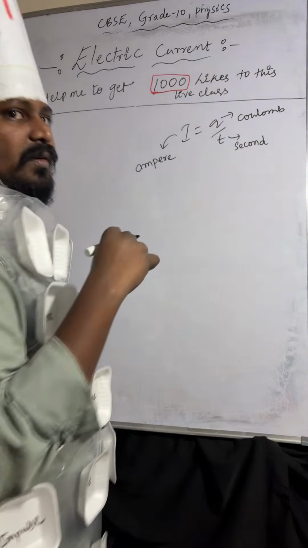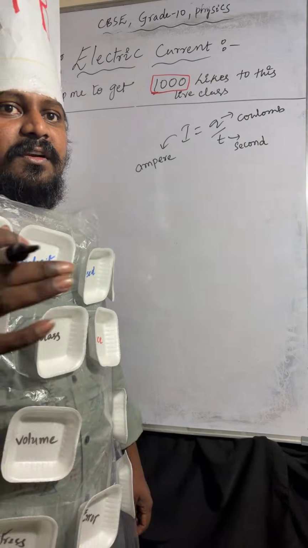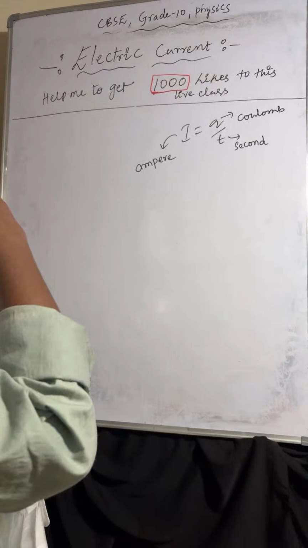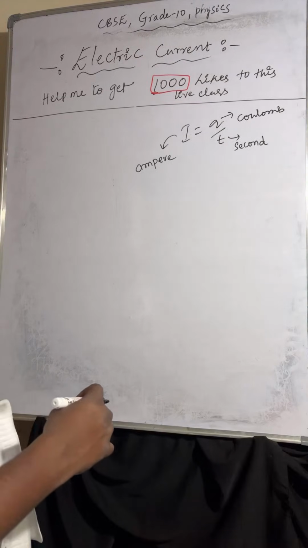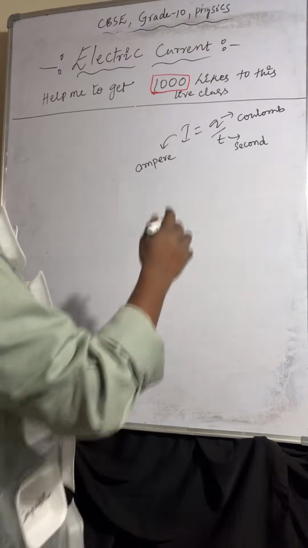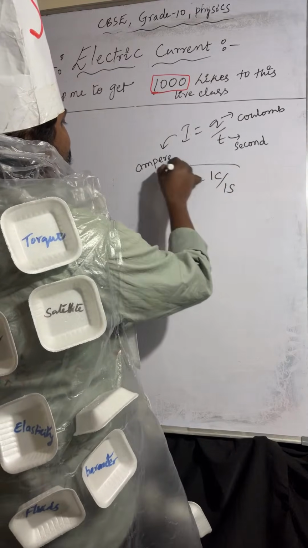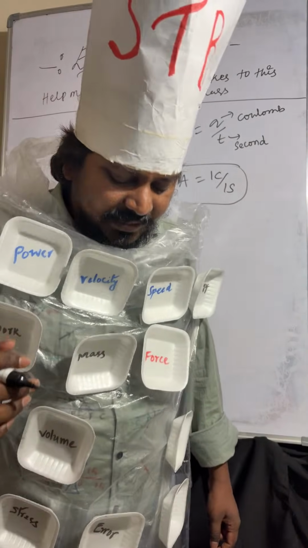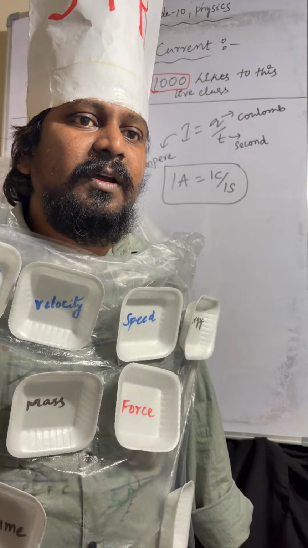1 ampere is defined as 1 coulomb of charge flowing through unit cross section area per second. So 1 ampere equal to 1 coulomb per 1 second. I hope it is very clear.